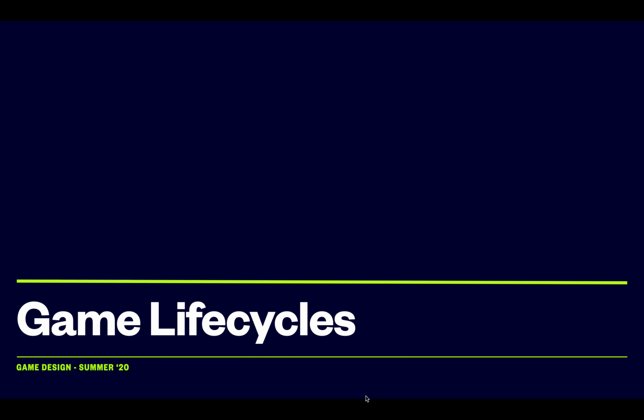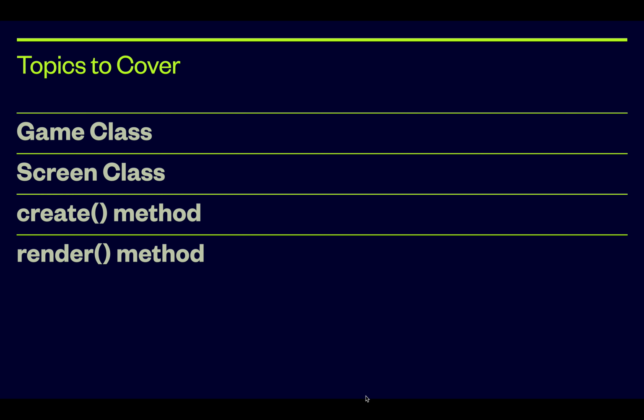So, Libgdx has a life cycle. Now, like most games or game engines, it follows a loop where things happen X amount of times per second, and that's called frames per second, or FPS. So, like, how often does the screen refresh? We're going to look at 4 different things: the game class, screen class, the create methods, and the render methods.